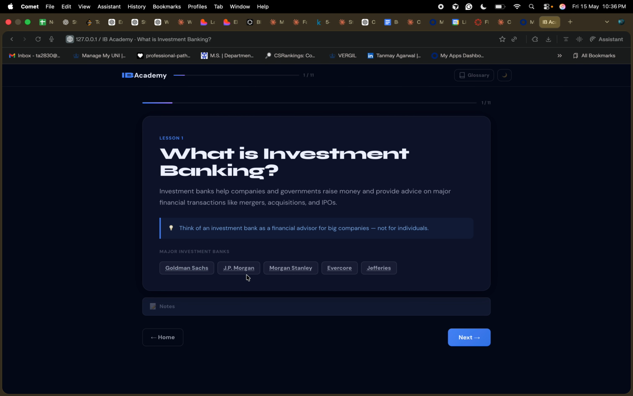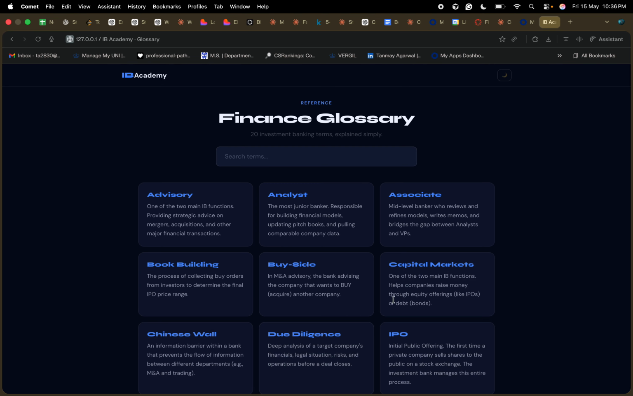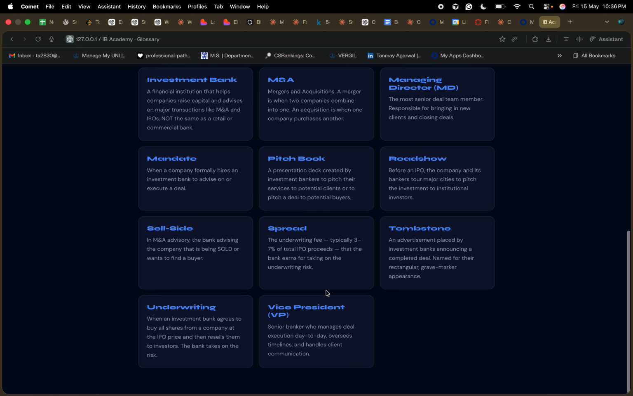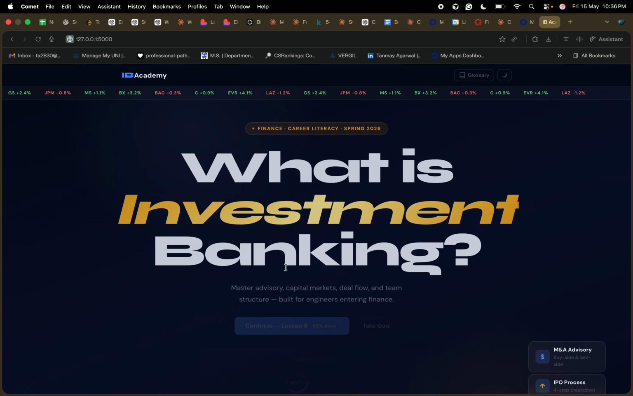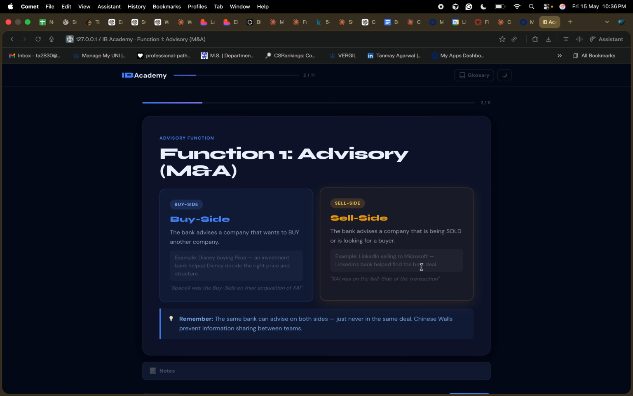We also have different types of banks, with links so that people can go over them and try to learn more about them. And these are the finance glossaries that every person should know before starting into this field. And let's go ahead with the second learning lesson.